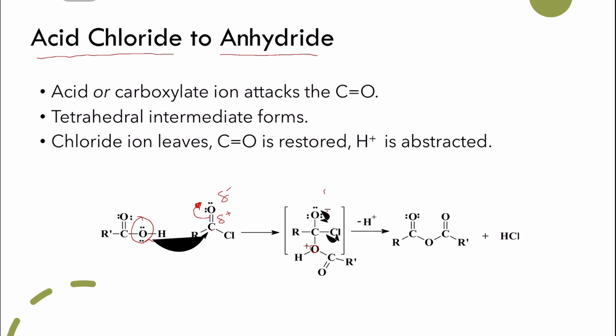We know that chloride is a better leaving group than the carboxylate. So the carboxylate itself is not going to leave. This is the nucleophile that will stay, and chloride is the better leaving group, so it's going to leave. So the chloride will leave, and also this hydrogen on the oxygen will leave, and the oxygen with the negative charge will regenerate the double bond of the carbonyl group. So we end up with an anhydride and hydrogen chloride. The hydrogen chloride comes from this hydrogen and the chloride that left as a leaving group.